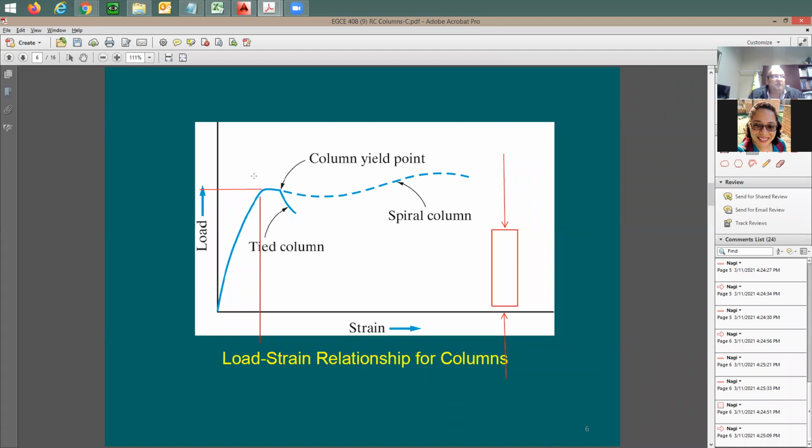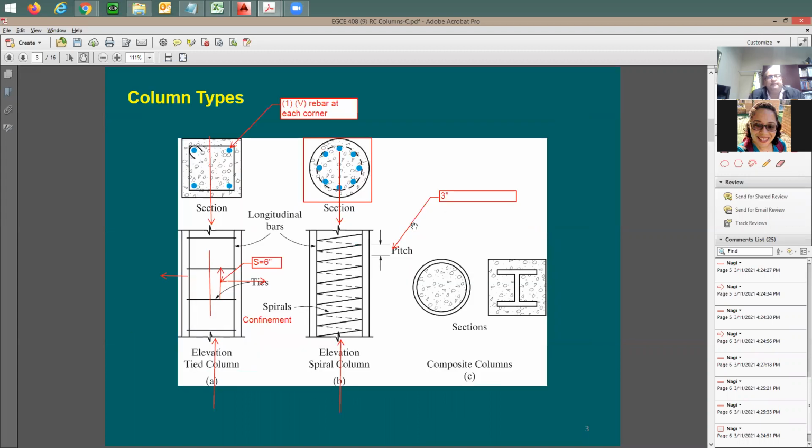And look at the maximum load value that you can obtain with the spiral column versus a tied column. The tied column is going to reach this maximum load. The spiral column reaches this maximum load. So if you have a chance, of course, you're going to go with a spiral column. But which one do you think is cheaper when it comes to construction? Tied. The tied column is going to be cheaper.